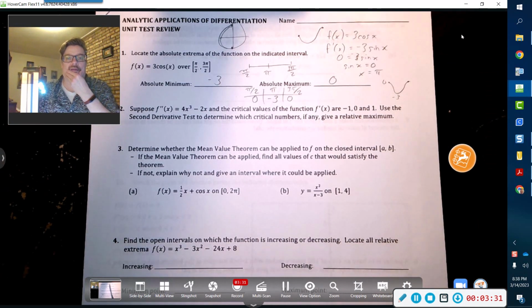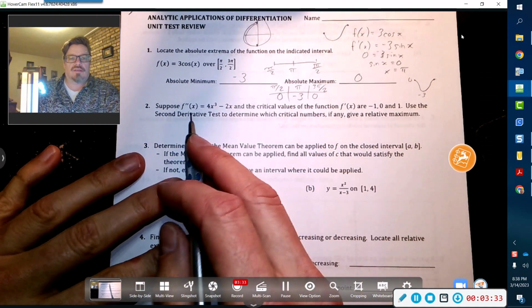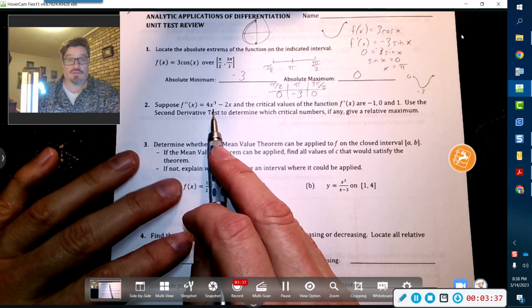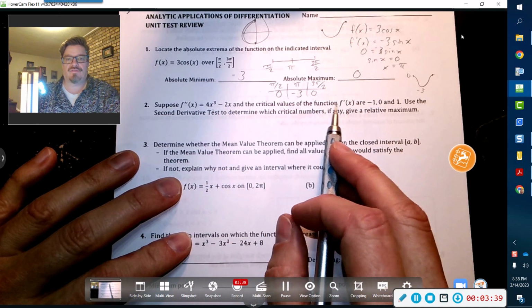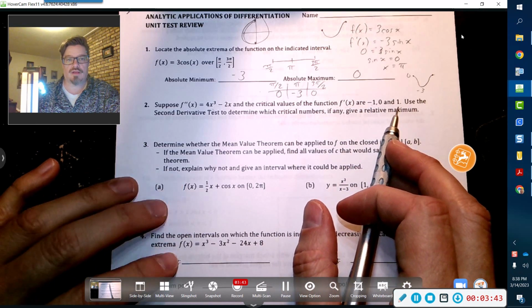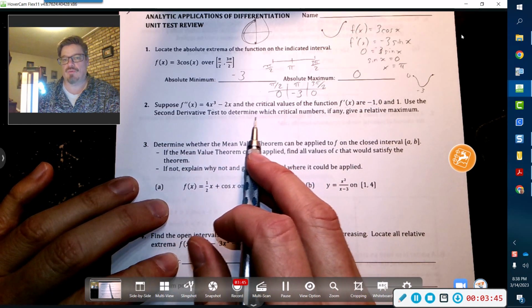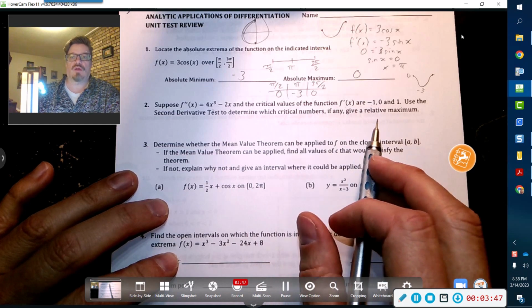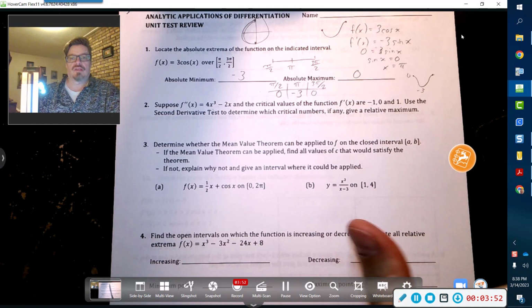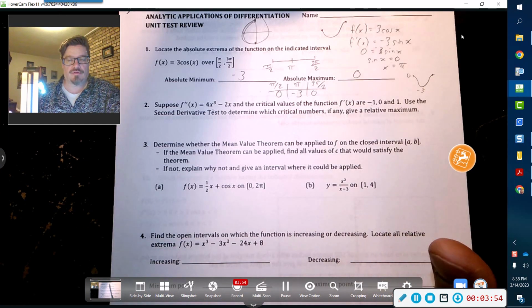All right, suppose the second derivative of this equals this function, and the critical values of the first derivative are -1, 0, and 1. Use the second derivative test to determine which critical numbers, if any, give a relative maximum. Okay, so somebody has done basically the grunt work for us.